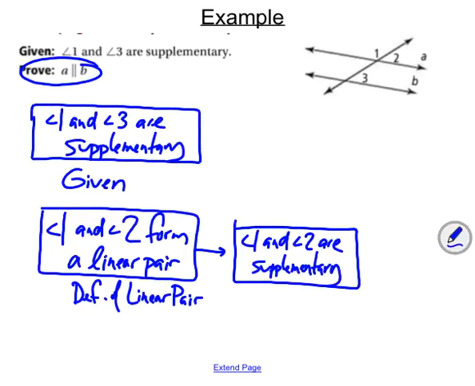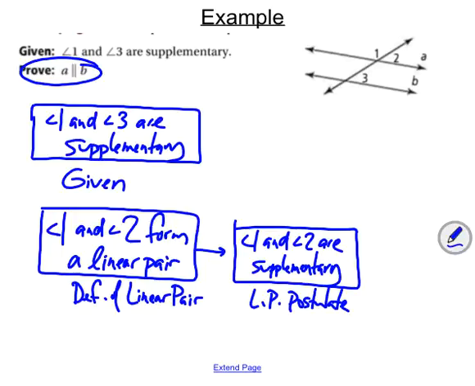All right, so angle 1 and angle 2 are supplementary, and that comes from our linear pair postulate. Remember, that says that if two lines form a linear pair, then they are supplementary. So we're really just exactly using that postulate in that case. So, we could do one of two things here.